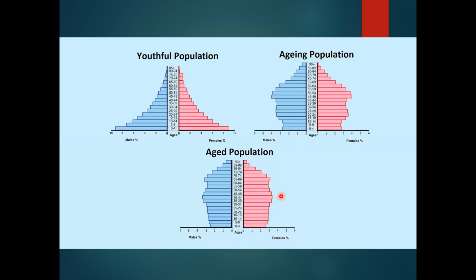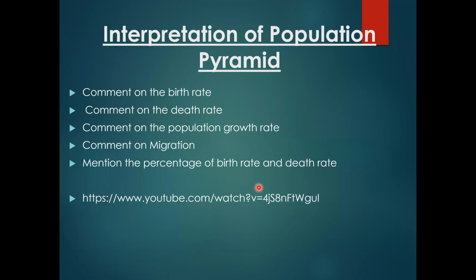If you see here, we can say in this population pyramid some kind of migration has been observed. Independent population has been found, but the bars such as 50 to 54 or 60 to 64 are decreasing, which indicates a relatively low population of this age group, which means that the people might have migrated. Also, once you are talking about the birth rate and the death rate, you are required to mention the percentage of the birth rate and the death rate as well.